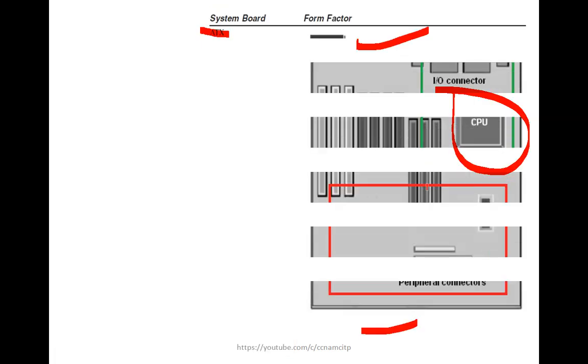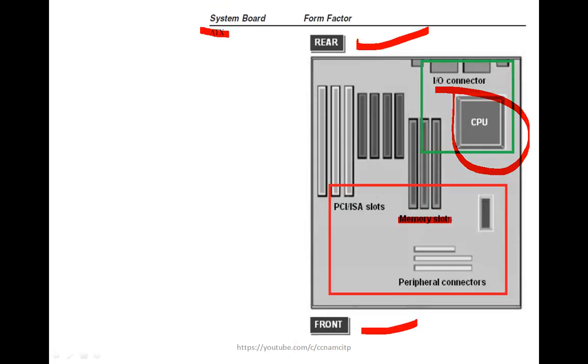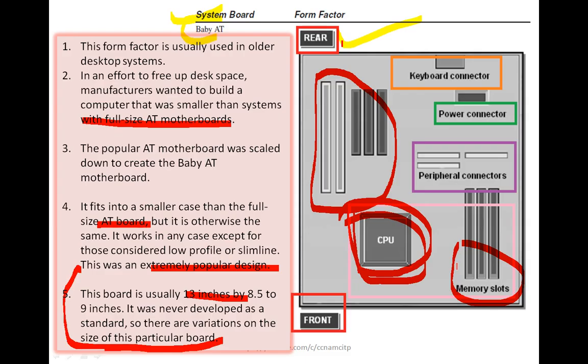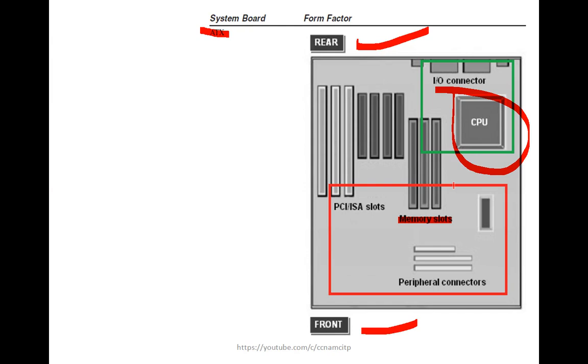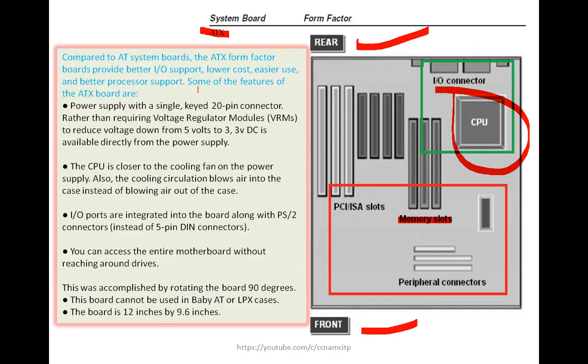And there will be a couple of changes. Now RAM came to this place, and here RAM was here. So this is a little bit different as compared to baby AT. We will understand here. Compared to AT system boards, the ATX form factor board provides better input output support, lower cost, easier use, and better processor support. Some of the features of the ATX board we will understand here.